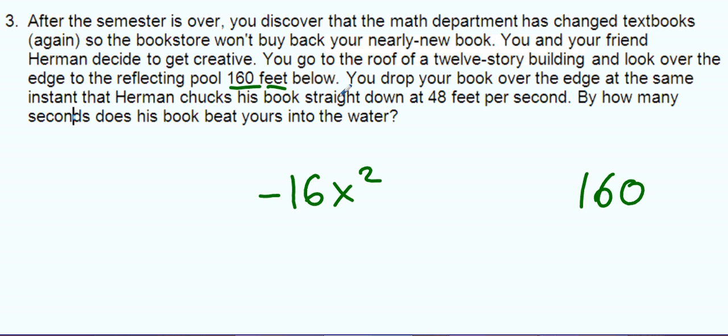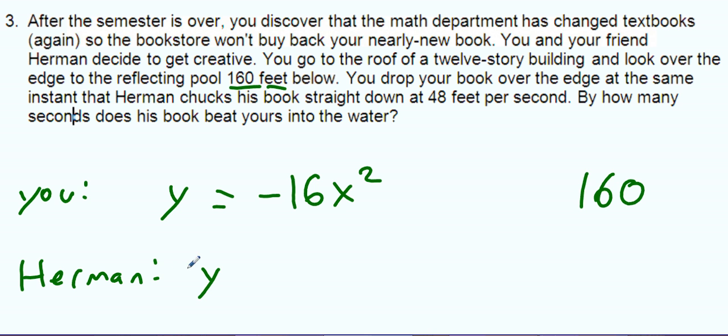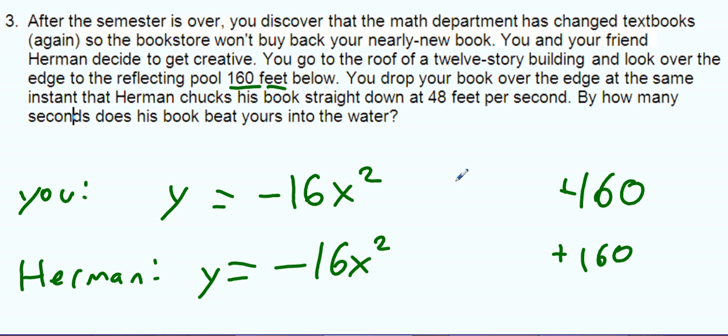It's a two-part question. We have you that just drops it. And then we have Herman, who's standing right next to you. So the height's the same. But you just drop it, which means you have 0 velocity. Herman throws it down. So since he's throwing it down instead of up, that velocity would be negative, and it's 48 feet per second.